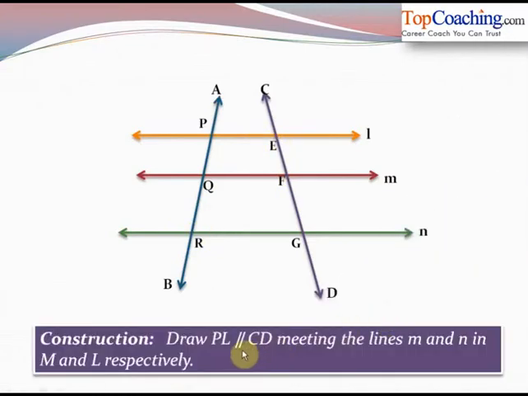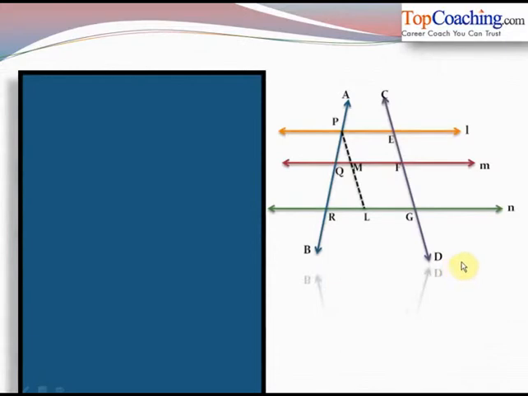Now we do a construction, and that is we draw PL parallel to CD meeting the lines M and N at the points M and L respectively. So what we do is we draw a line PL such that this line PL is parallel to the side CD, and it intersects the line M at the point M and it intersects the line N at the point L. So let's look at the proof of this. This is the required figure after construction.